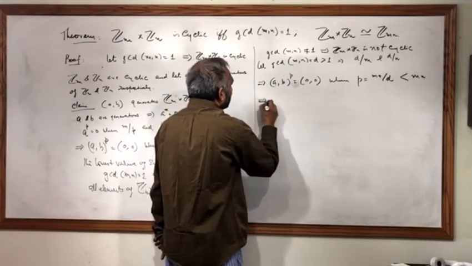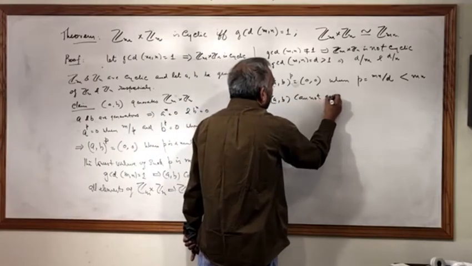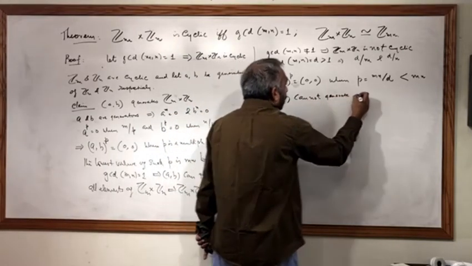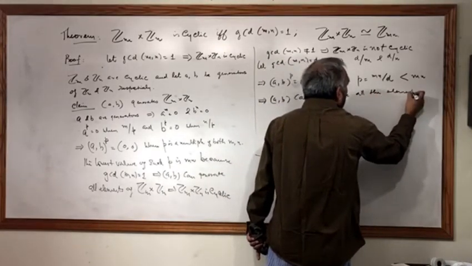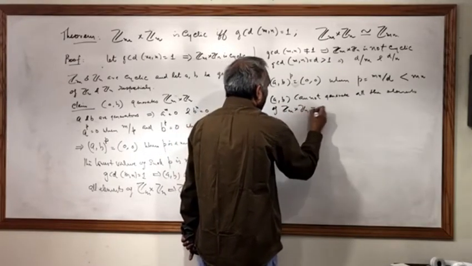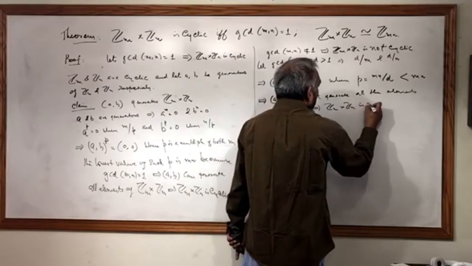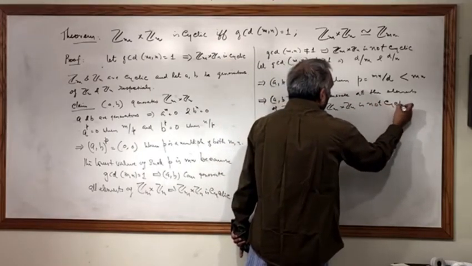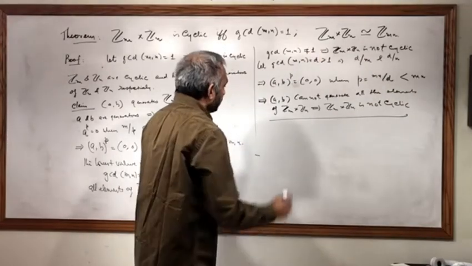And that implies (a, b) cannot generate all the elements of Zm cross Zn, which implies Zm cross Zn is not cyclic. Now we need to establish that isomorphism.